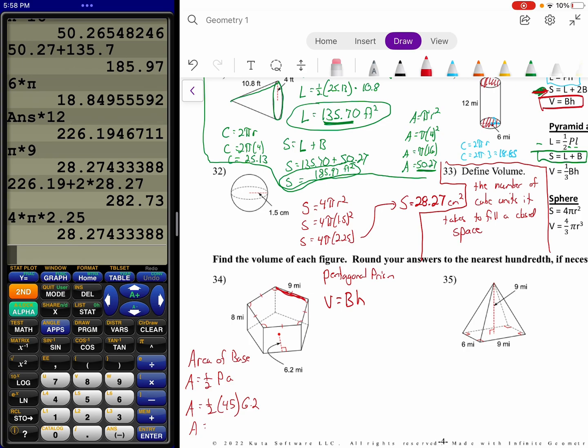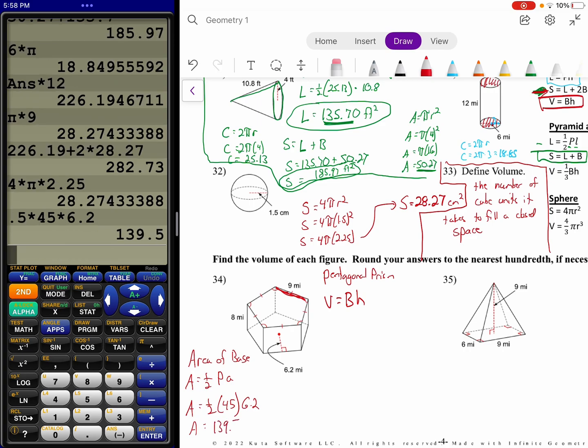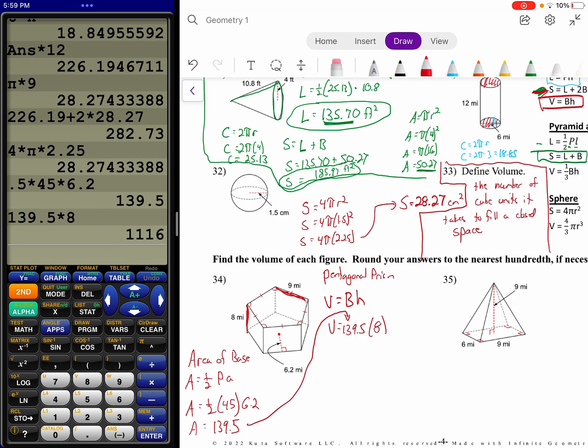We can use our calculator. So we have 1/2, which is 0.5, times 45, times 6.2. 139.5. So that is the area of the base, 139.5, times the height of the prism. Well, the height of the prism is the 8. So I'm going to take that answer on my calculator, 139.5 times 8. The volume of this pentagonal prism is 1,116 miles. Wow, miles cubed. A large pentagonal prism.